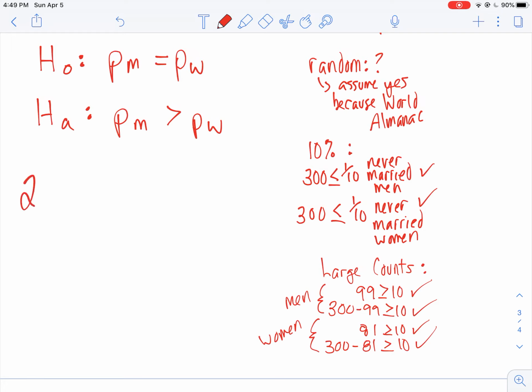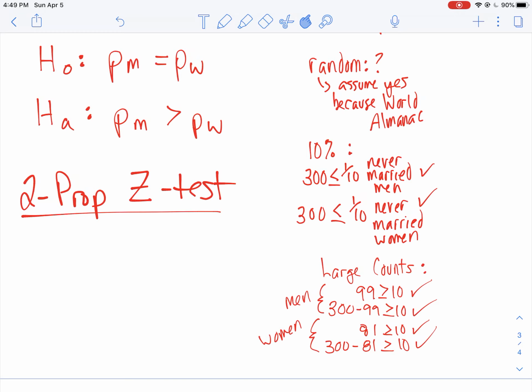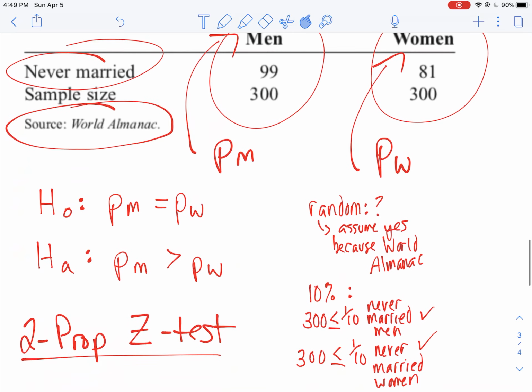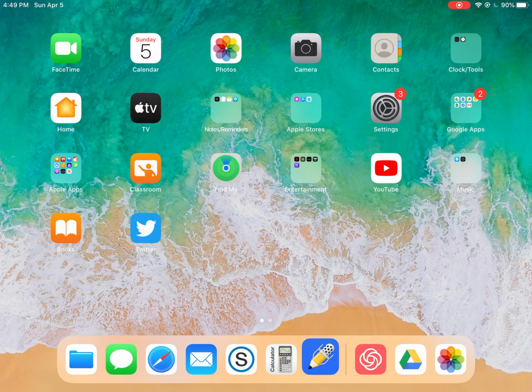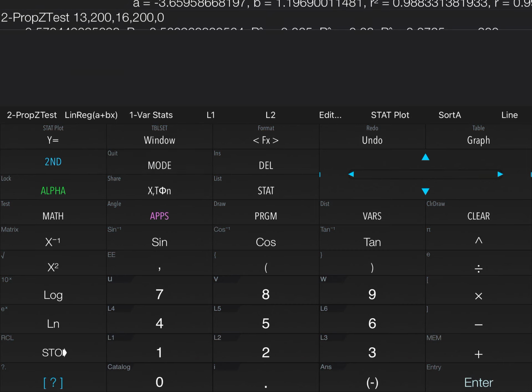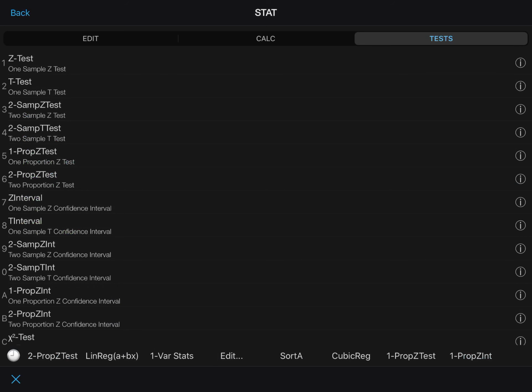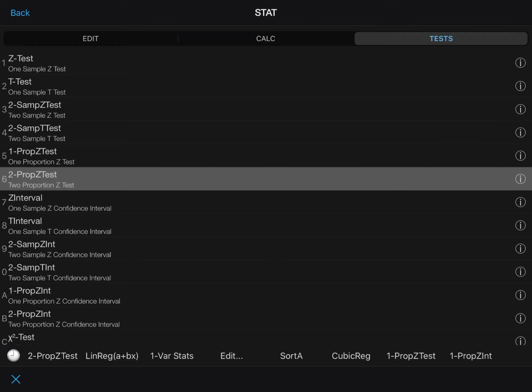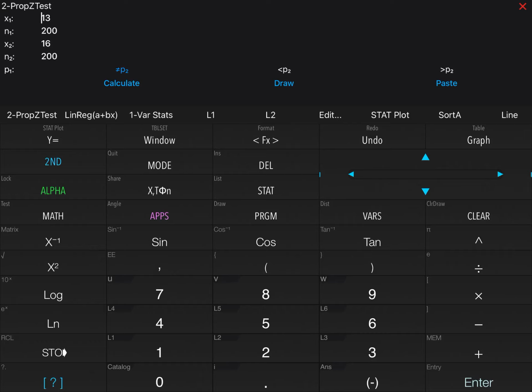Okay, so what am I going to do now? I'm going to do a two-prop z-test because it's based on proportions. How do I do that? I'm going to go to my calculator. Let's see, I have men is 99 and women is 81. I'm just checking the order here. Okay. So I still have some data left for my last one. Again, you go to stat, you go to tests, and you're going to go to two-prop z-test right here.